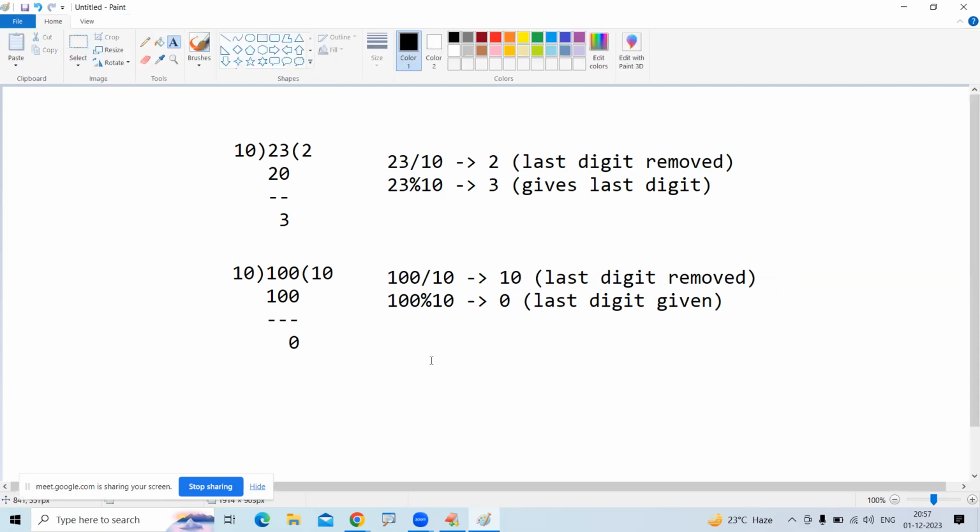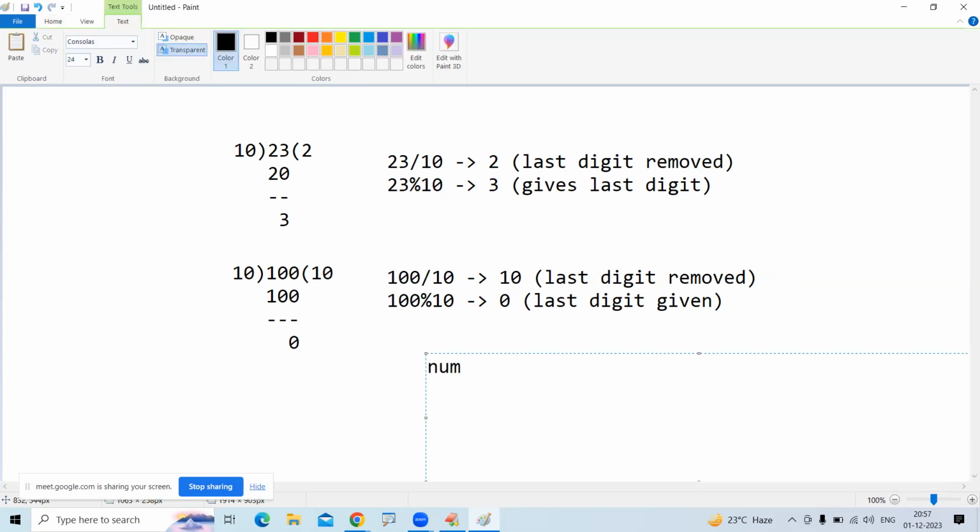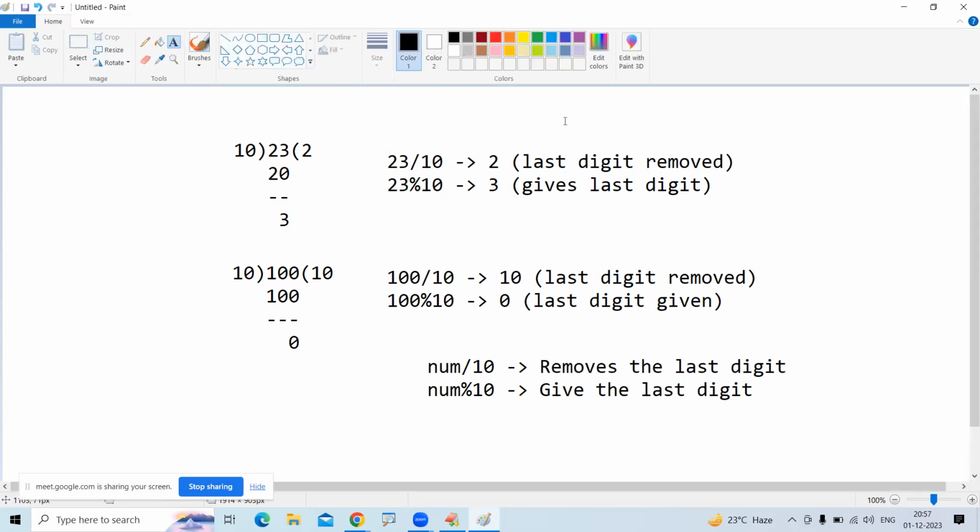So any number you divide by 10, it removes the last digit. Any number mod 10 will give the last digit. So now these two we are applying and we are writing the code.